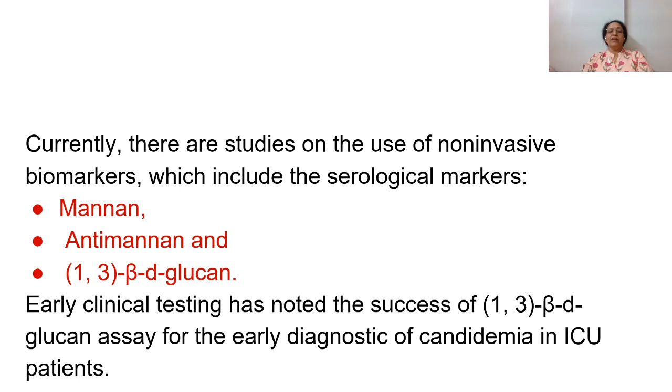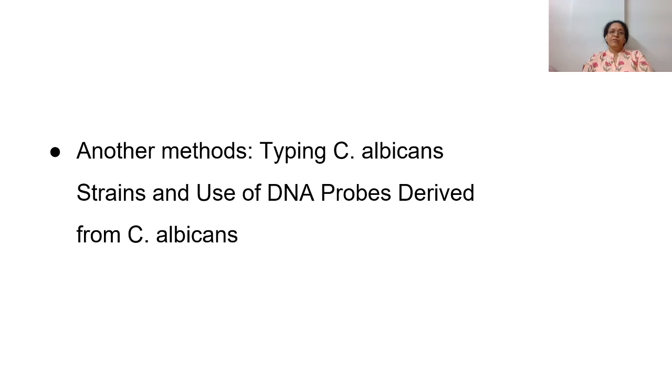Currently, there are different types of studies which are based on the presence of non-invasive biomarkers. So, a number of markers are used for identification of Candida. They are presence of mannan, anti-mannan, and 1,3-beta D glucan. So they can be identified, and one can diagnose candidiasis. Early clinical testing has noted the success of this 1,3-beta D glucan assay for early diagnosis of candidemia. This one is mainly applicable for patients in the intensive care units.